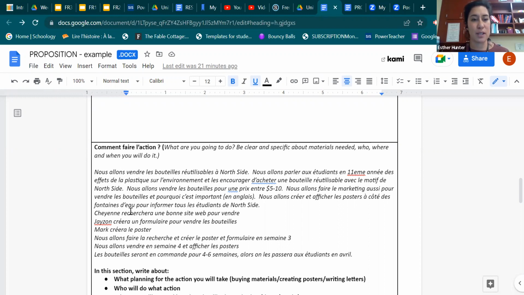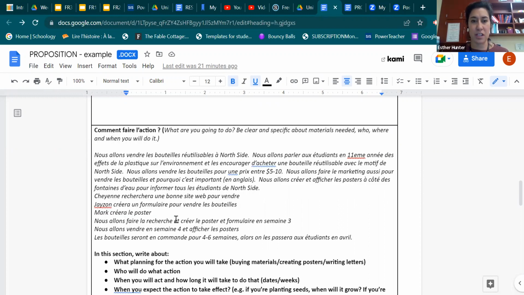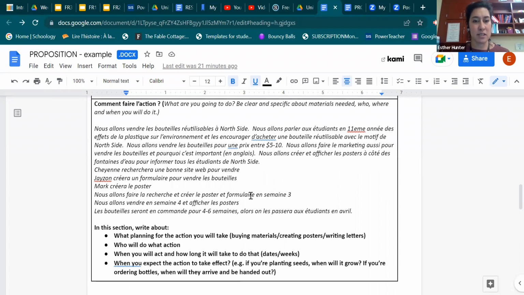They're going to create posters, and they've listed the different people and what they're in charge of. This is when they're going to create the poster, in week 3. They're going to sell in week 4 and put up the posters. They will have to wait 4 to 6 weeks to receive the bottles, and then they'll be able to pass them out in April. So they're collecting the money and then passing the bottles out.